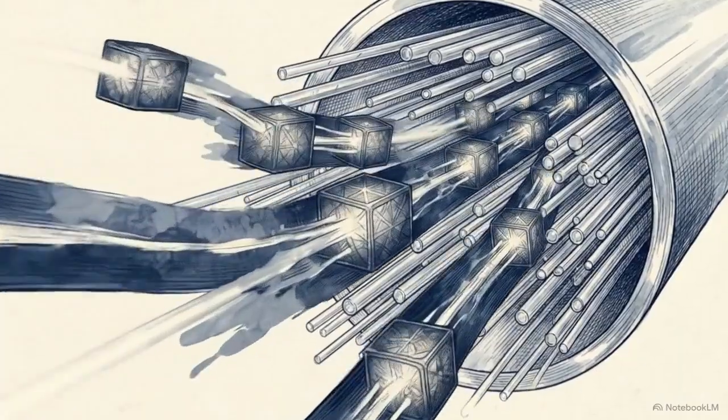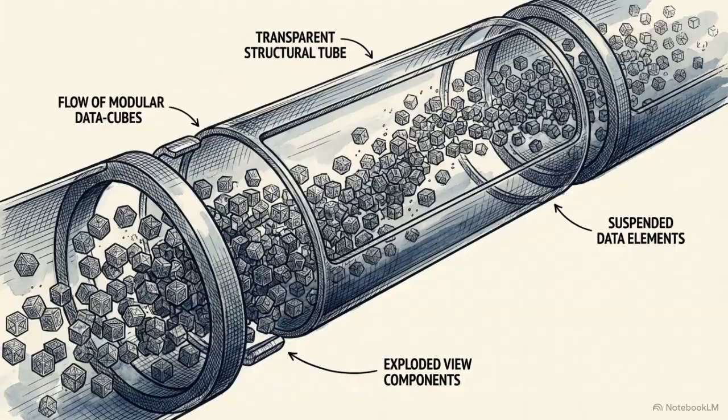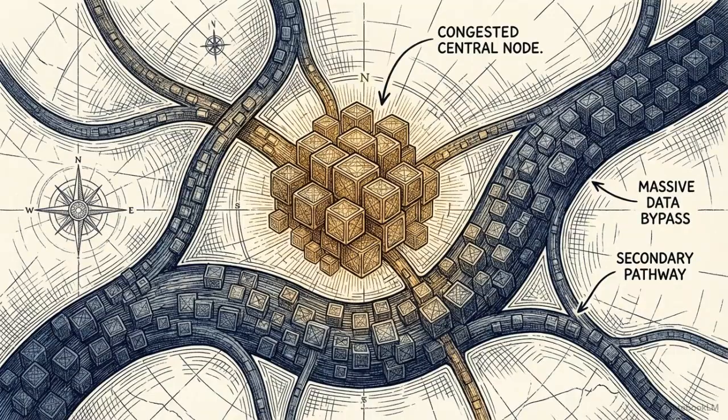Breaking the information down like this means the pieces can move independently. They don't have to follow each other in a straight line. This constant fracturing keeps all the data fluid. If a network gets congested, packets simply scatter, taking completely different routes to bypass the traffic.